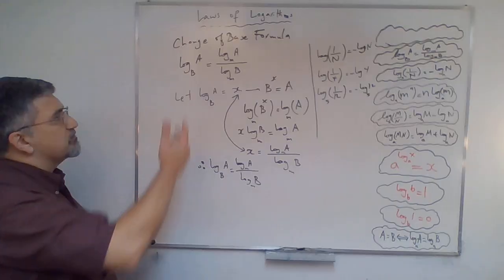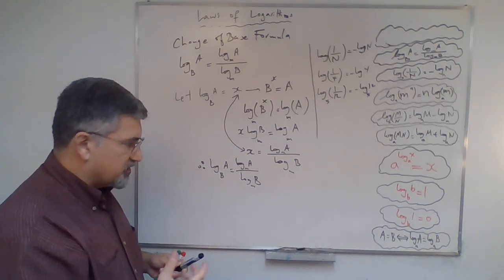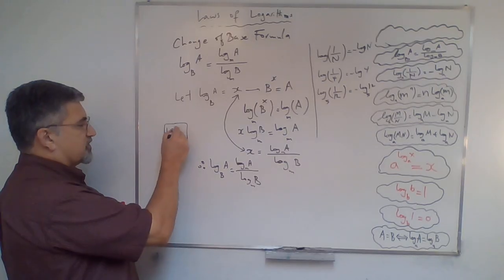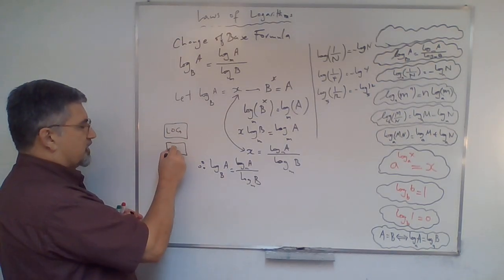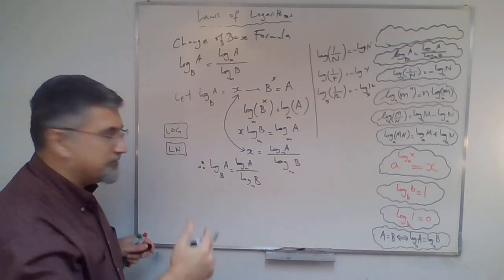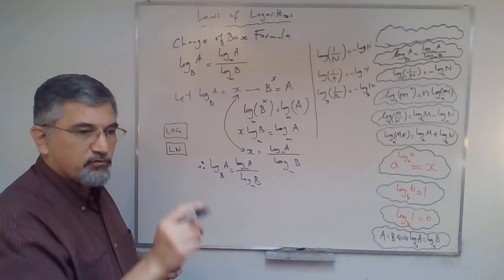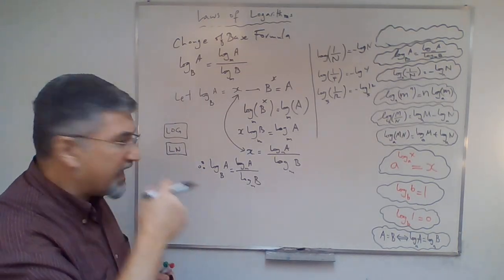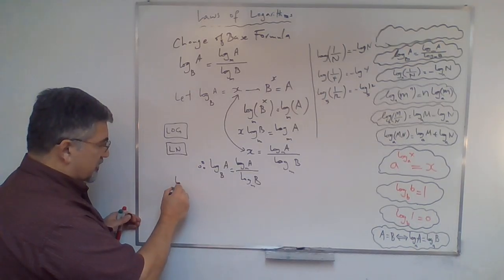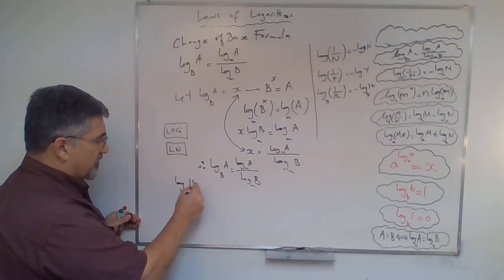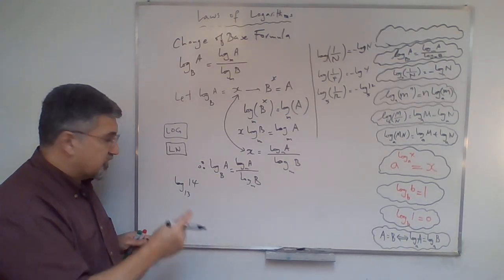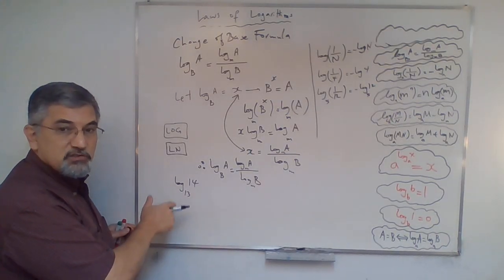Now, what is the importance of this formula? The importance is the following. We have two buttons on the calculator. One is the common logarithm, and one is the natural logarithm, which is ln. Now, we don't have a button for log to the base 2 or log to the base 5 or log to the base 6 and all that. So the question is, how can we find log of, let's say, 14 to the base of 13, okay? There's no button that calculates the base 13 logarithm.